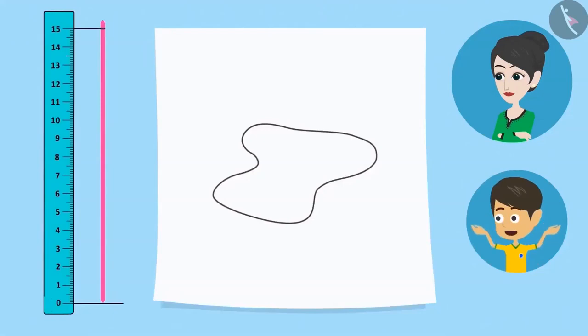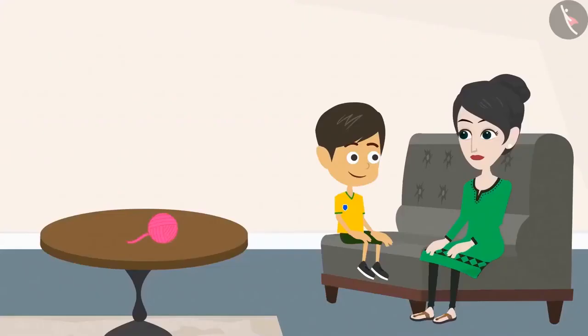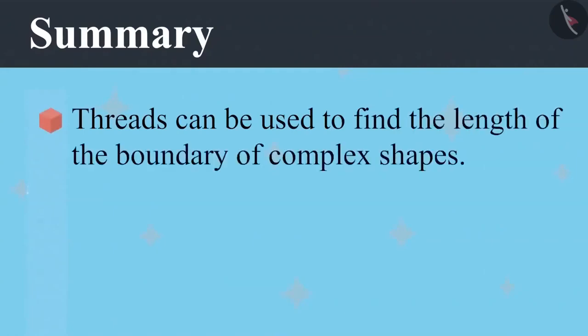Look, I got the measurement. The length of this shape's boundary is 15 centimeters. Now, you can measure the boundaries of shapes with both straight and curved edges. Today we learned that threads can be used to find the length of the boundary of complex shapes.